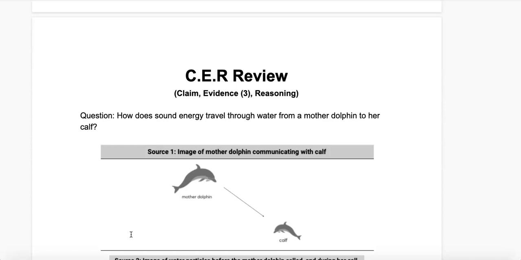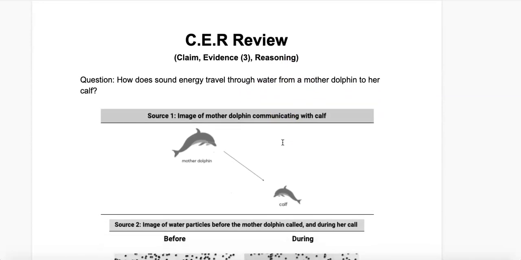Our review and what we're going to work on together is the CER. So here I'm reminding you that the CER represents your claim, your 3 pieces of evidence, and your reasoning. Please do not just give me a claim. Please do not just give me 1 piece of evidence. Again, you have been taught and you know how many pieces of evidence you should include in every CER. That is what's going to get you your full 4 points for your CER. This is the question that we are going to answer together.